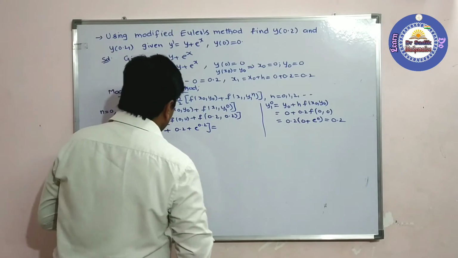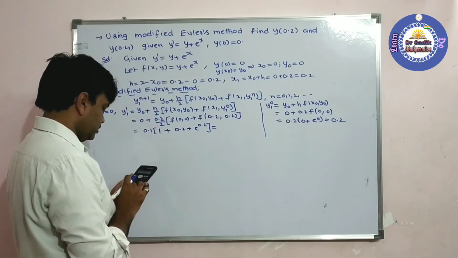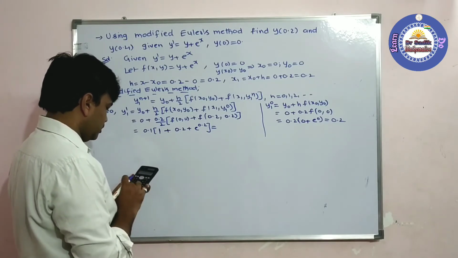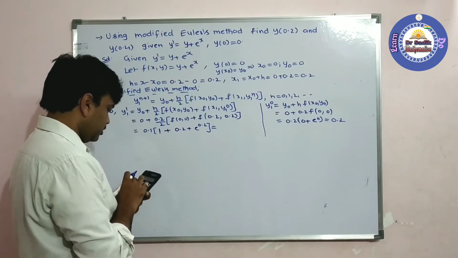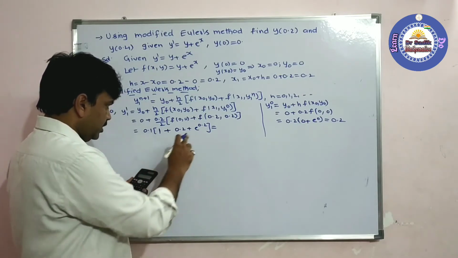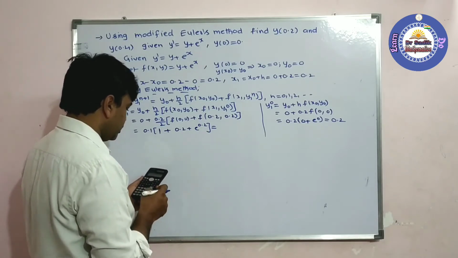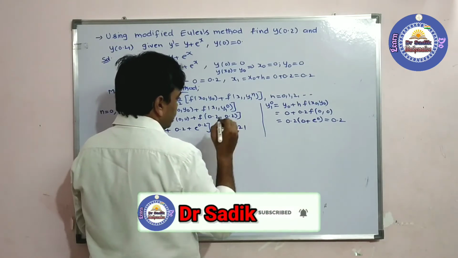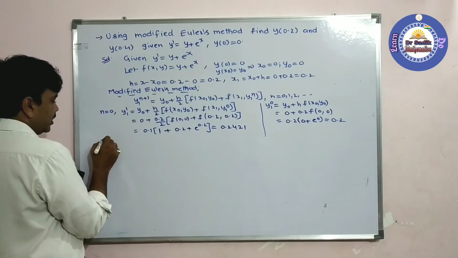That is equal to 0.1 into the bracket 1 plus 0.2 plus e^0.2, bracket close. That is equal to, we get here, 0.2421. 0.2421, students.